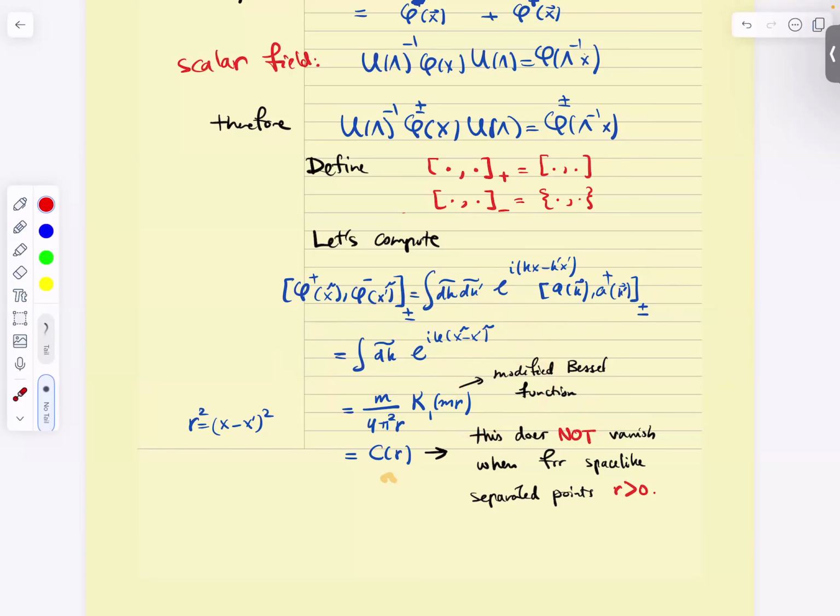Importantly, the modified Bessel function, this guy, does not vanish outside of the light cone. These 2 points could be space-like separated, and this is non-zero. So what did I do? I'm calculating the commutator, anti-commutator of phi plus and phi minus, right? And for different choices of statistics, I find this. This is non-vanishing. Good. So far, there's nothing offensive happening. This is just a calculation I've done.